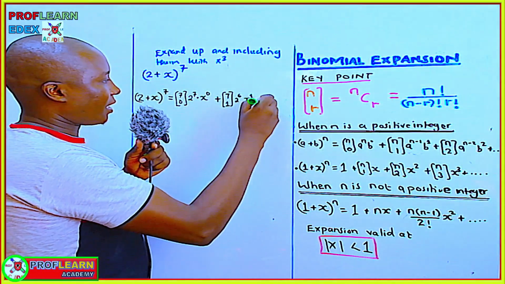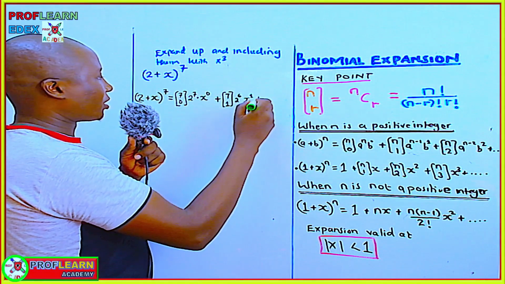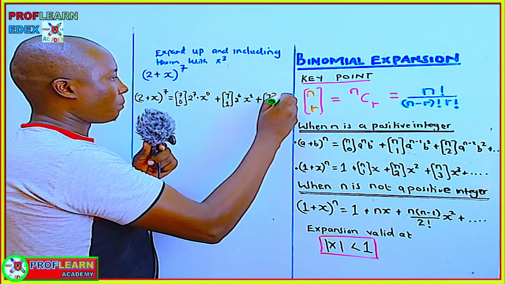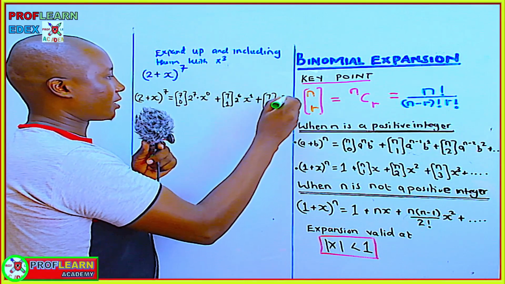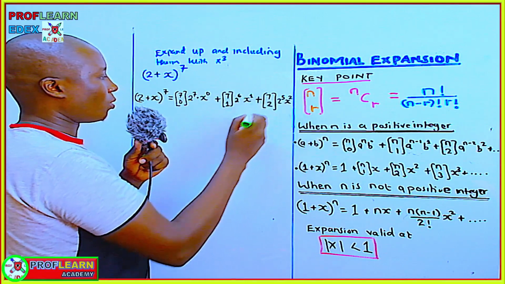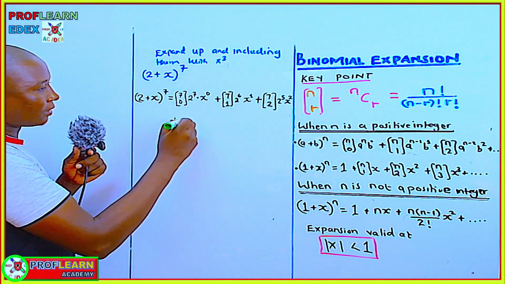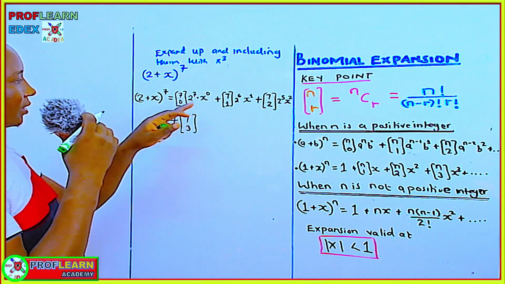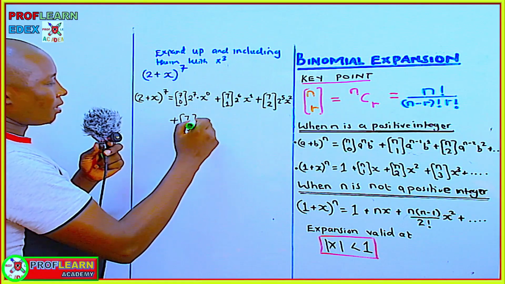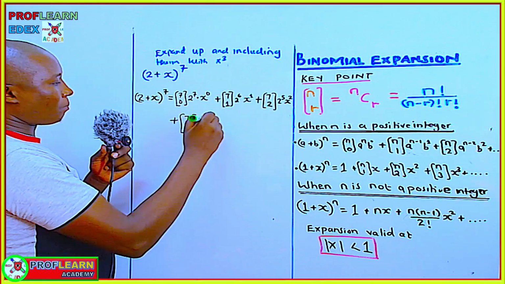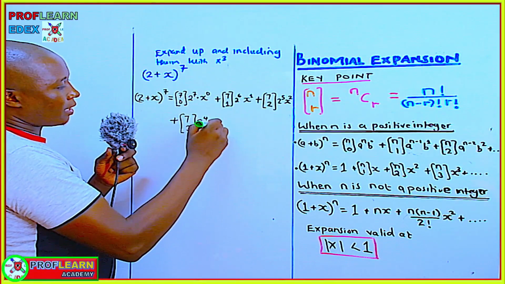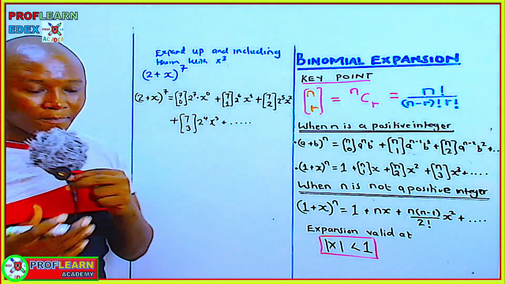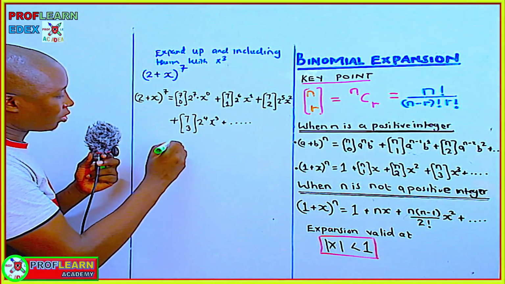Then the third term is going to be 7 combination 2, and then we have 2 power 5, and x in this case is going to be x power 2. The next term will be plus 7 combination 3. This is the fourth term, right? First, second, third, and fourth term. And this is going to be 2 power 4 x power 3. So the series continues that way. But we can now try and solve this.